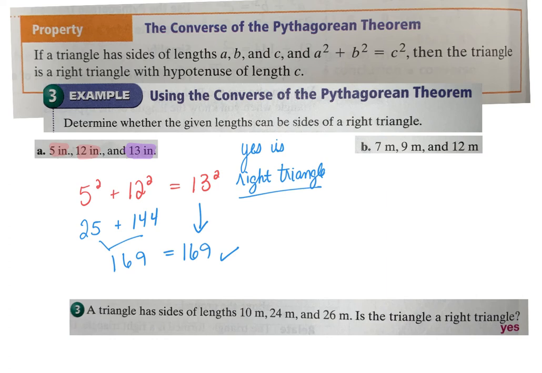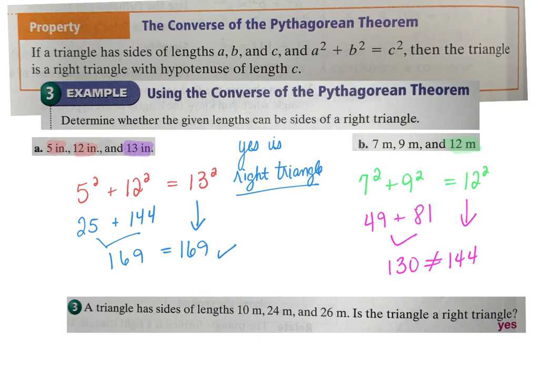Let's look at B. For B, we are going to assume that 12 is the hypotenuse here. So we are going to say, well then 7 squared plus 9 squared should equal 12 squared. 7 squared gives us 49. 9 squared gives us 81. We're going to add those two. They equal 130. What is 12 squared? 144. These do not equal. So we would say no. Not a right triangle.